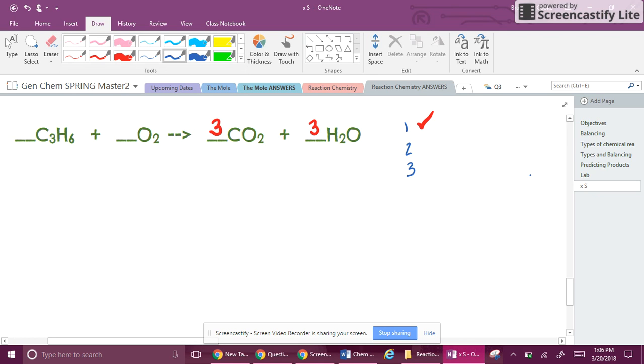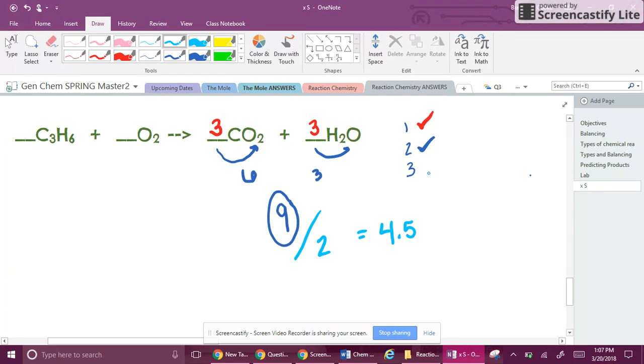Next, I want to total up my oxygens on the product side. So 3 times 2 is 6 plus 3 is 9. So 9 is my total. And that's done. And then step number 3, divide by 2. 9 divided by 2 is, anybody? 4.5. And that is my coefficient for oxygen.